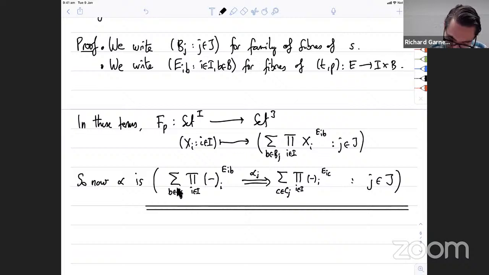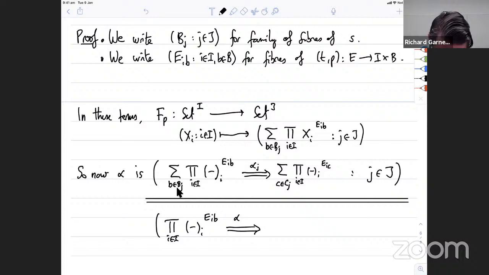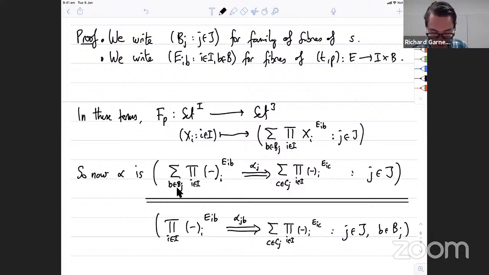So that's the same as, well, there's a sum on the left, so I can use the universal property of coproduct. So that's just the same as a bunch of natural transformations like this. Let's call this alpha sub, I guess, jb, into just the same thing as before. All right, and so this is for j in J, b in B_j. Okay, so what's this?